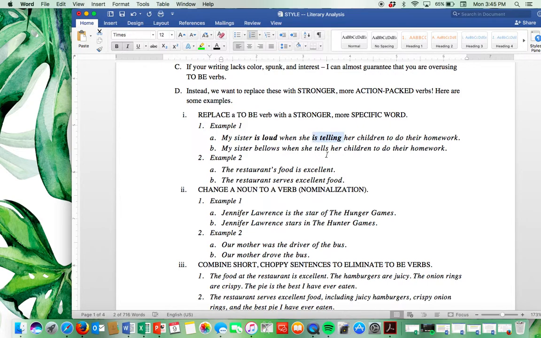They're both in the present point of view, but this is a much more active way of saying it. And now it is parallel with the word bellows. Bellows and tells are both written in the exact same form.